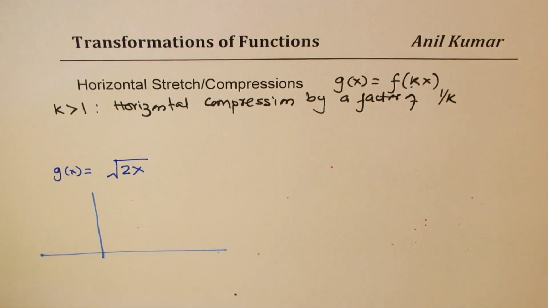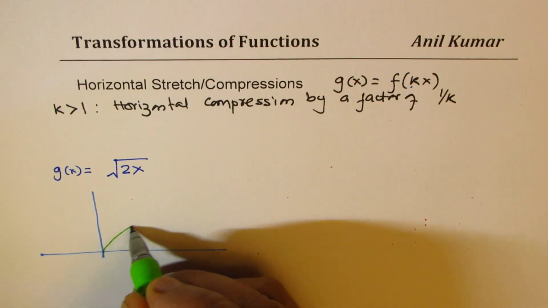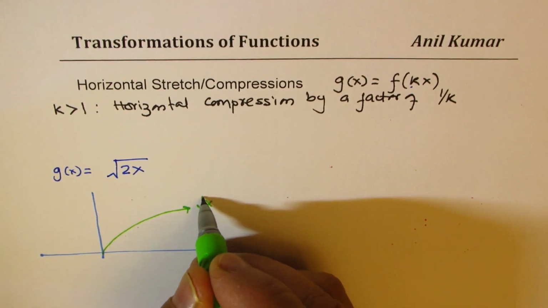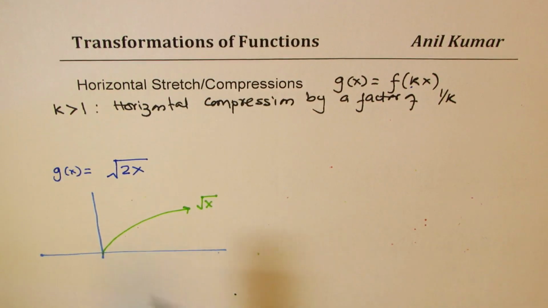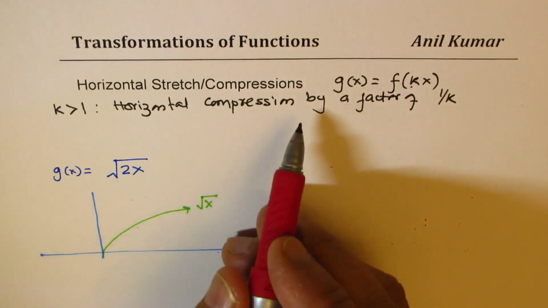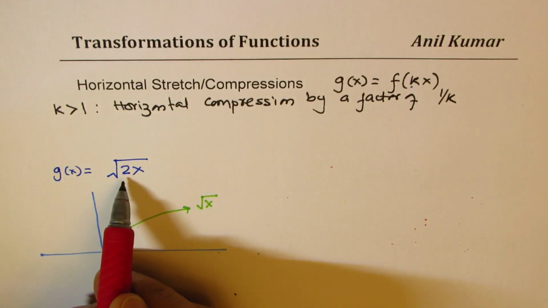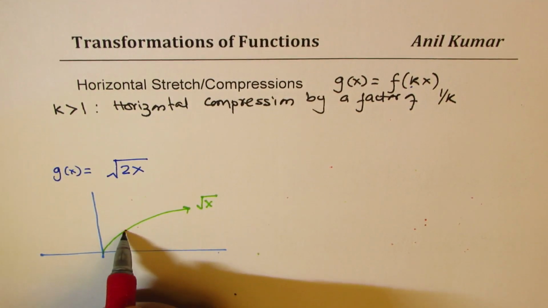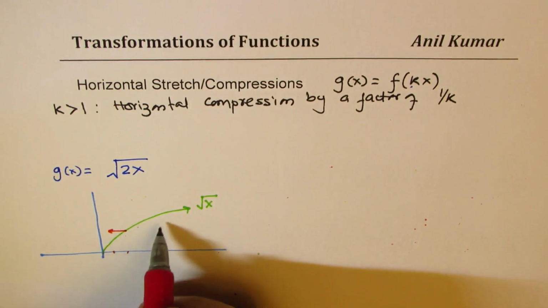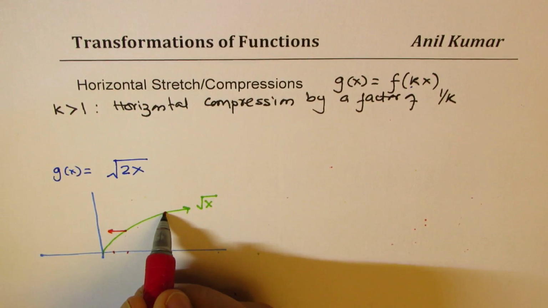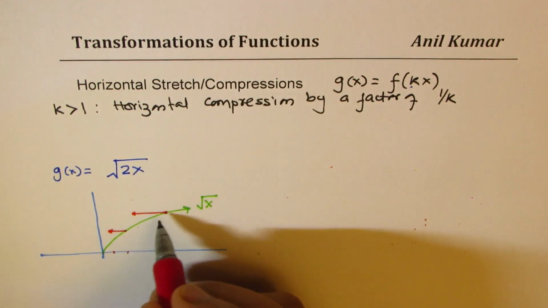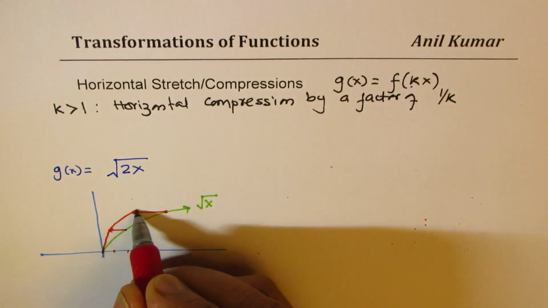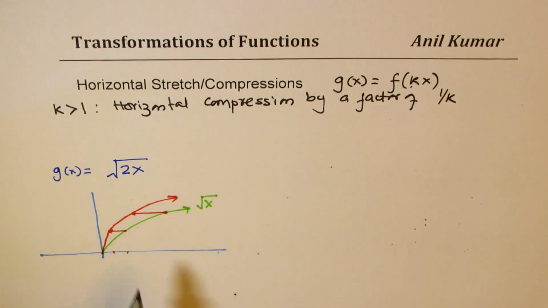So we'll sketch the square root function, the base function, let us say square root of x. Now g of x, which is shown here, square root 2x, is a compression by a factor of half in this case, because k is 2, which is greater than 1. Basically, every point, let's say this is at 1, will shift halfway and come to half. Let's say this is at 4, then it's going to shift halfway, and the graph which results looks kind of like this. You get an idea, right?